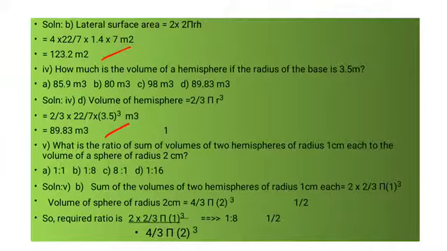What is the ratio of sum of volumes of 2 hemisphere of radius 1 centimeter each to the volume of a sphere of radius 2 centimeter? Here 2 hemisphere with radius 1 and 1 sphere with radius 2. So volume of hemisphere, 2 into 2 by 3 pi 1 cube, and volume of sphere of radius 2 centimeter is 4 by 3 pi 2 cube, and we will get the answer 1:8.